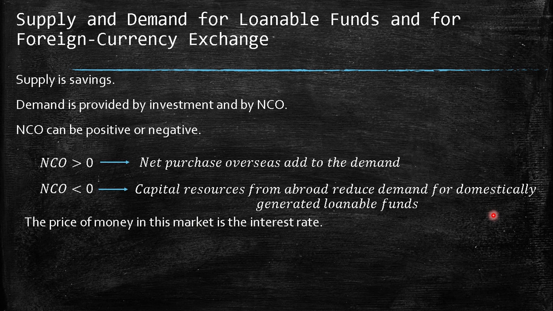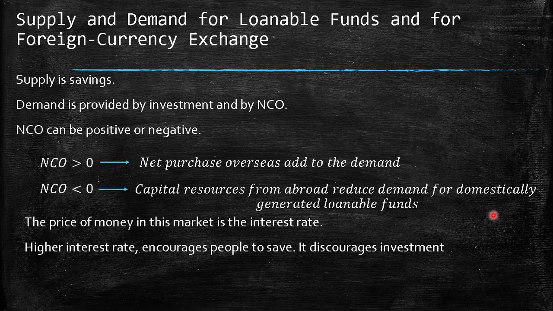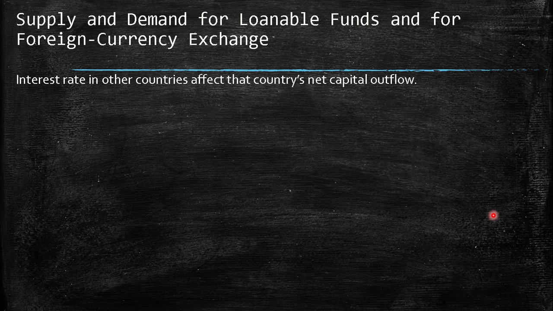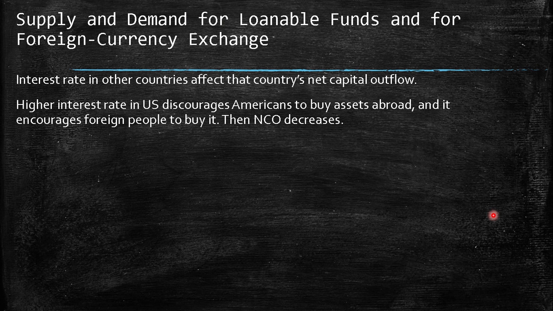The price of money in this market is the interest rate, because when you have a higher interest rate, it encourages people to save, but it discourages investment. Then, the interest rate in other countries can affect a country's net capital outflow. This is the new thing, the important thing in this model, because when there is a higher interest rate in, for example, the United States, people from other countries can invest there, looking for higher returns. In this case, a higher interest rate in the US discourages Americans from buying assets abroad because the interest rate is better locally.